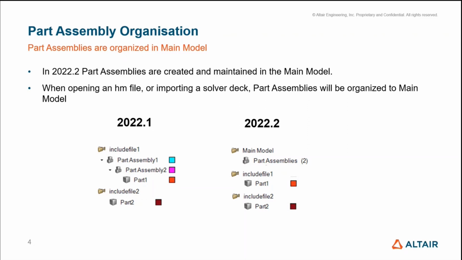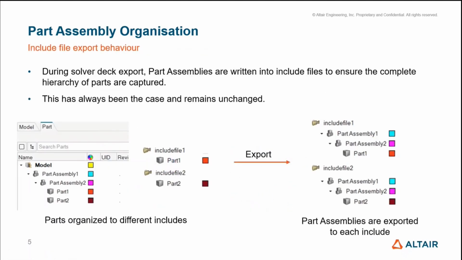So when you open an HM file or import a solver deck, we will organize part assembly files into the main model. So for example, this is what you'll see going forward. All your part assemblies organized in the main model include, whereas previously you could have had them within include files. The reason for this, I will go through.